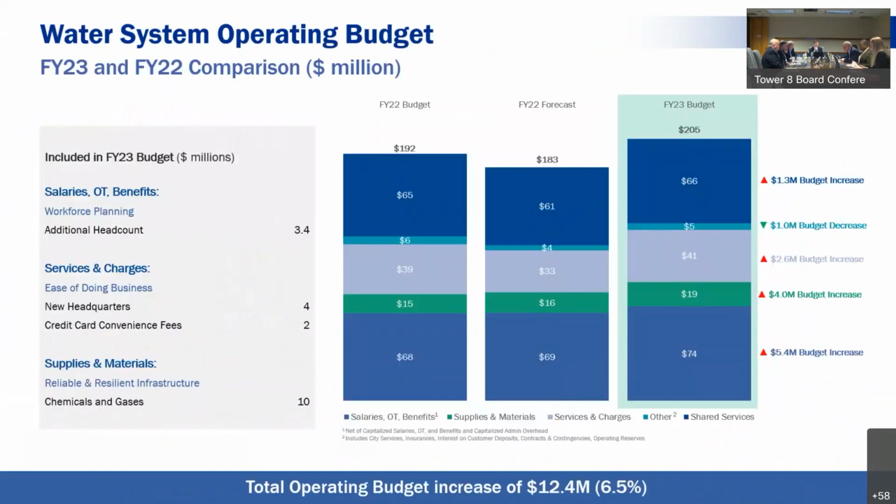All right, the O&M budget of $205 million is a $12.4 million increase from the fiscal year 22 budget. And this is driven mainly by the items listed on the left, like labor expenses for additional headcount, the lease for the new headquarters, and a plan to cover credit card fees. And there is also an increase to the cost of chemicals and gases.